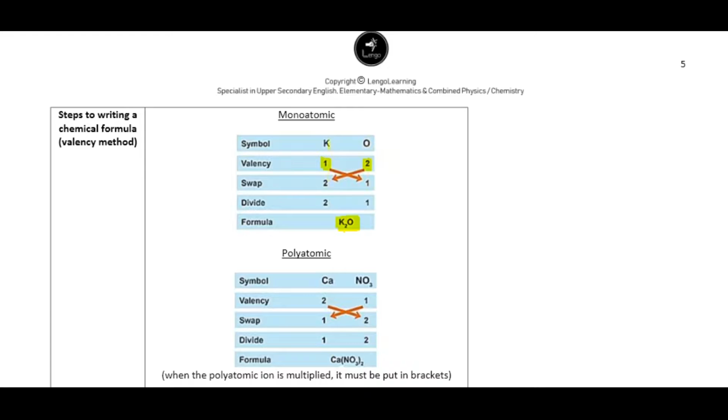So basically there are 2 K atoms and 1 O atom inside potassium oxide. So it will be K2O, right?